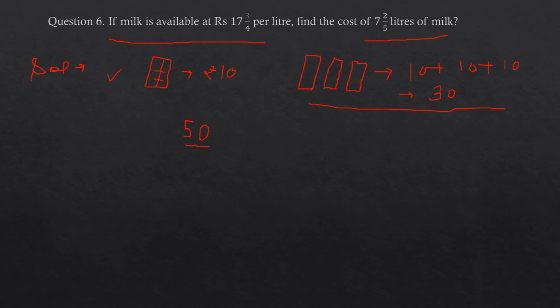Will you add 10 for 50 times? This will be a long procedure, right? You know the cost of one chocolate is rupees 10, then the cost of 50 chocolates will be 50 into 10. Here also you can do the same. The cost of 3 chocolates will be 3 into 10, and this will give you 30, right?